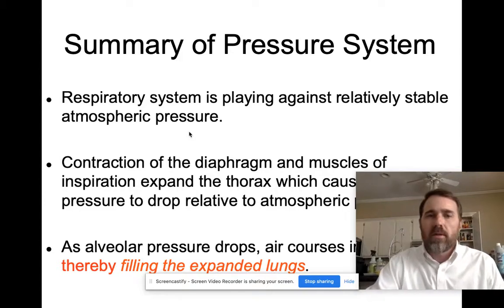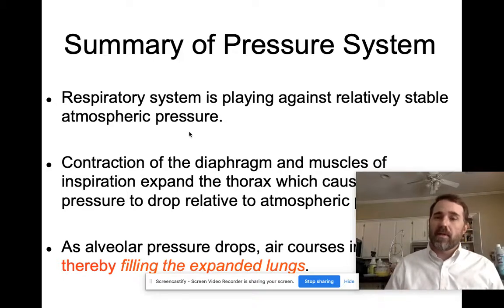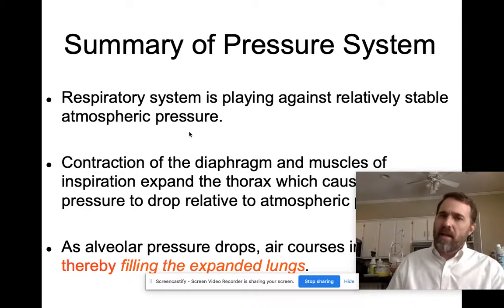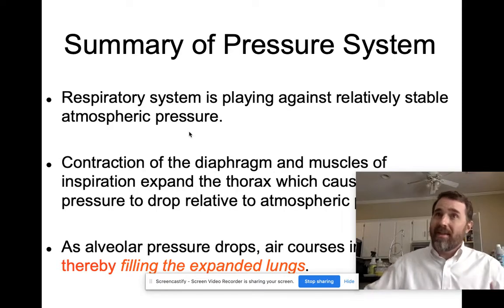So it's important to note that your respiratory system is playing against a stable atmospheric pressure. Atmospheric pressure doesn't change. You change the alveolar pressure within your lungs by moving your thorax.